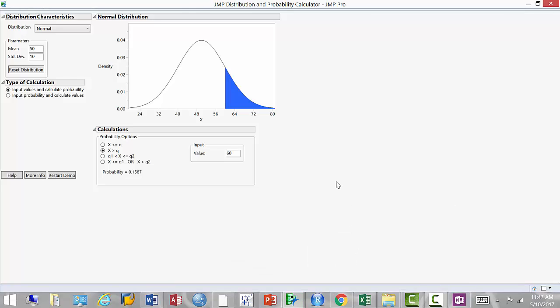So I'm going to go back to my distribution calculator. So type of calculation, that's the part that I need to adjust now, okay? Distribution parameters don't change, it's the same thing I'm working with, right? But notice that so far I was working with input values and calculate probability, right? Now I have to input probability to calculate the value, right? So switch right there, okay?